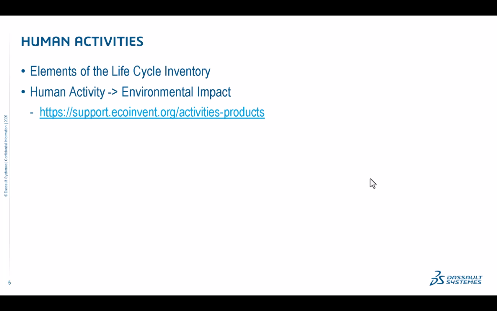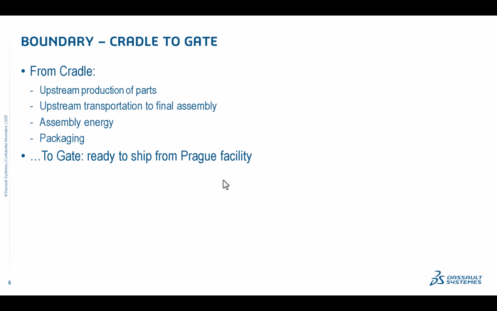Human activities are the elements of the lifecycle inventory. They represent the processes that go into producing the parts and also the final assembly of the hand crank assembly. We'll get more into this next. It is important to note that the boundary for this lifecycle assessment will be cradle to gate. This is a lifecycle assessment that includes all of the upstream activities that went into producing the parts and transporting the parts to the final assembly area.